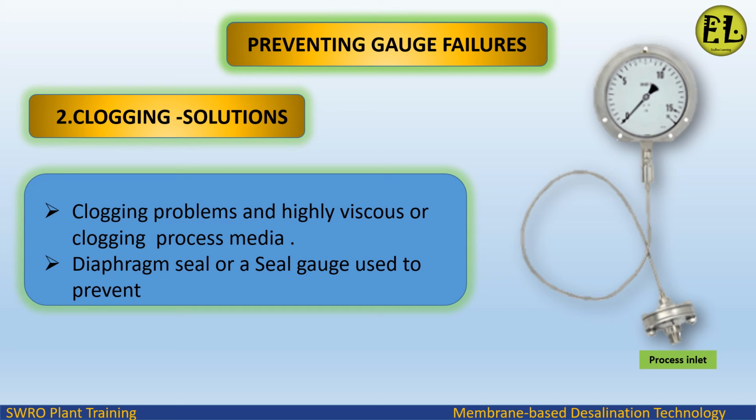Preventing gauge failures 2: clogging solutions. For clogging problems and highly viscous or clogging process media, a diaphragm seal or a seal gauge is used to prevent it.